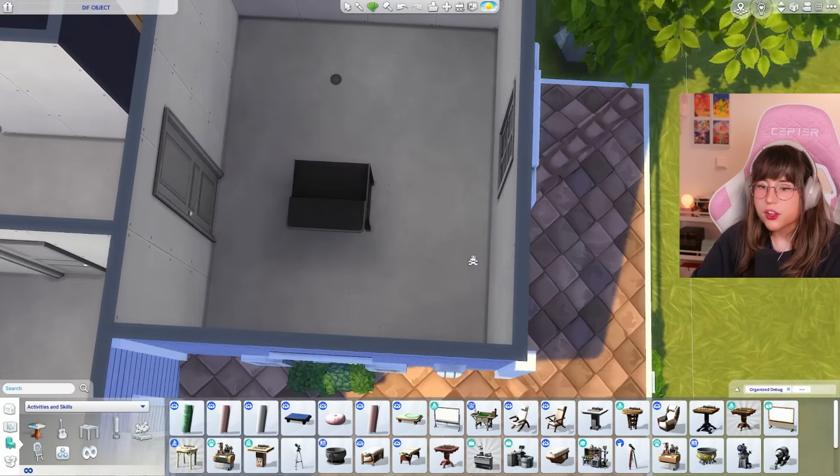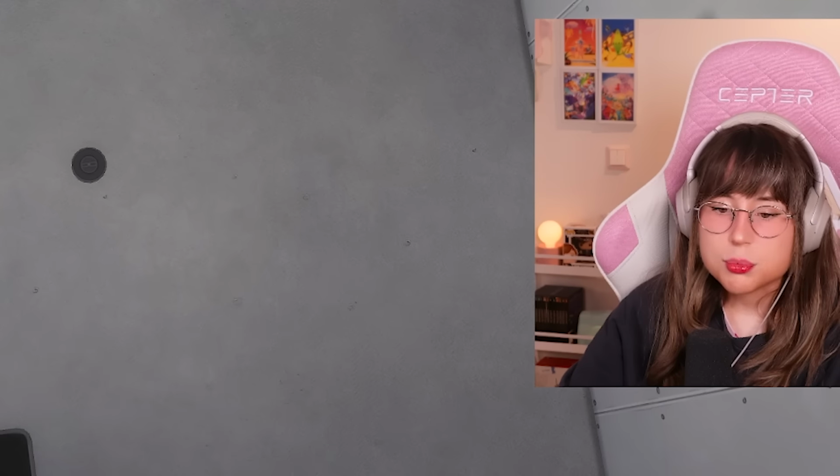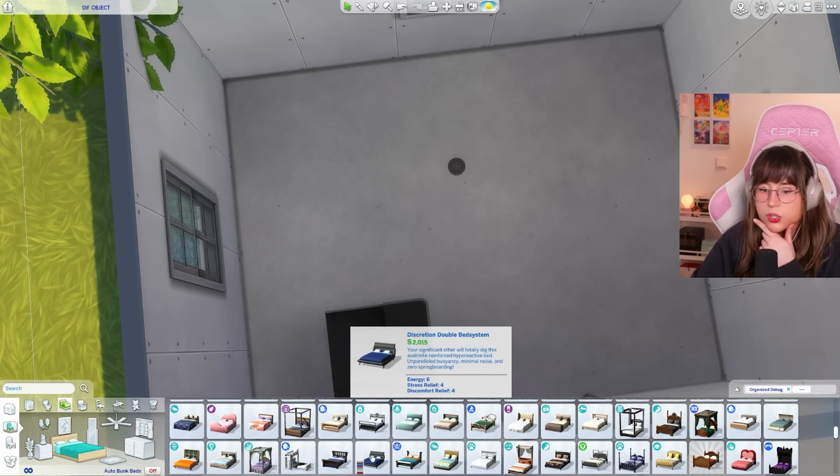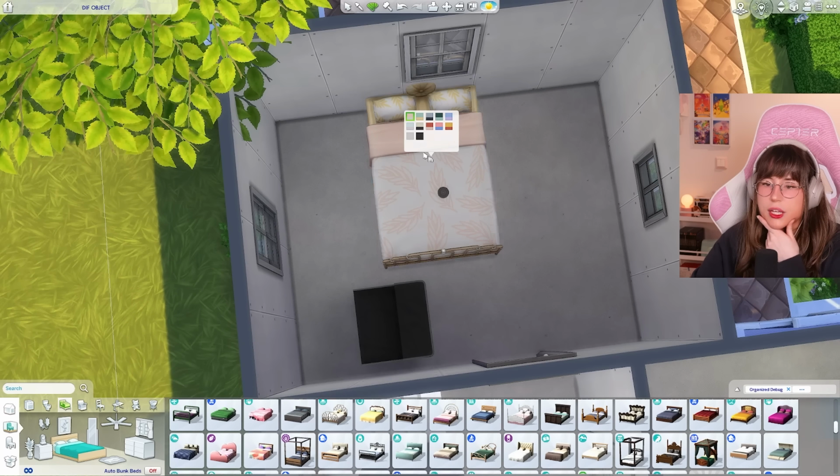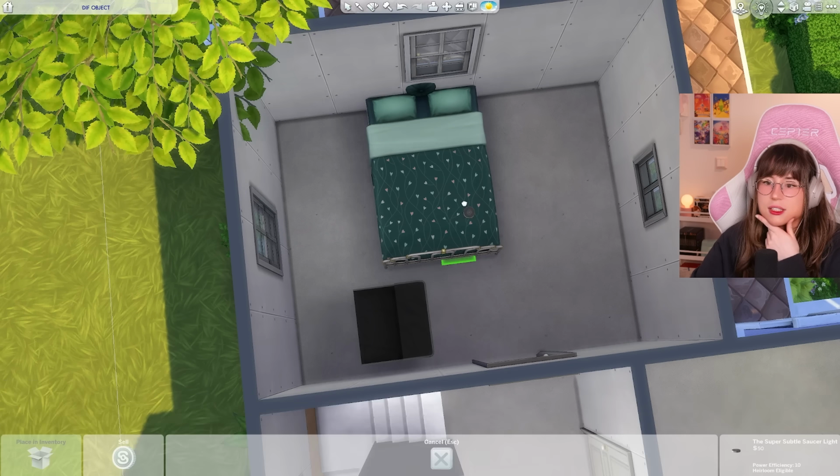Ooh, what if we try with the dark theme? Oh, it's coming to me. What if we have a dark green theme? Wouldn't that be nice? Like this bed, but in dark green. Come on. Oh, yes. What if that is something?